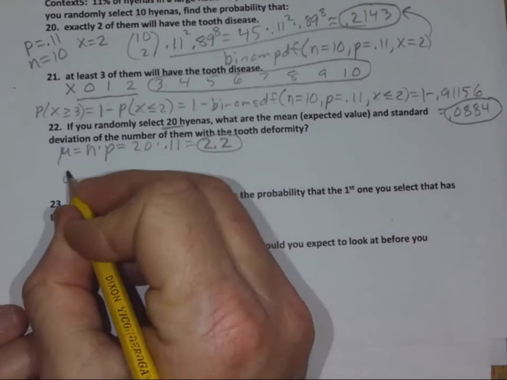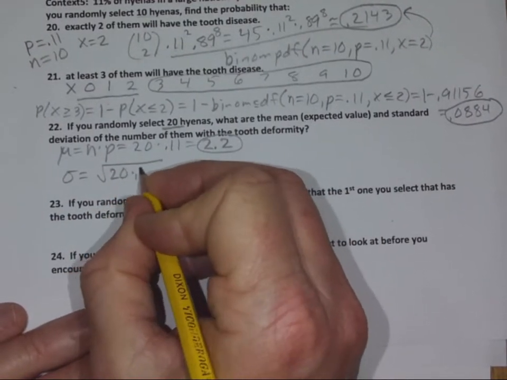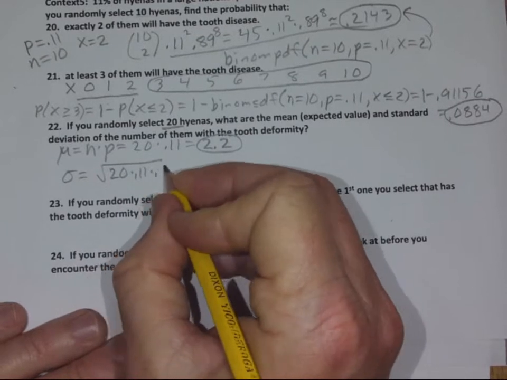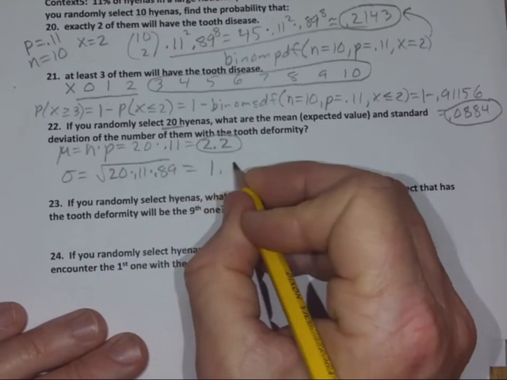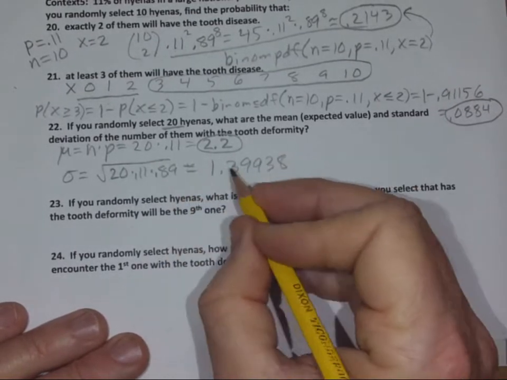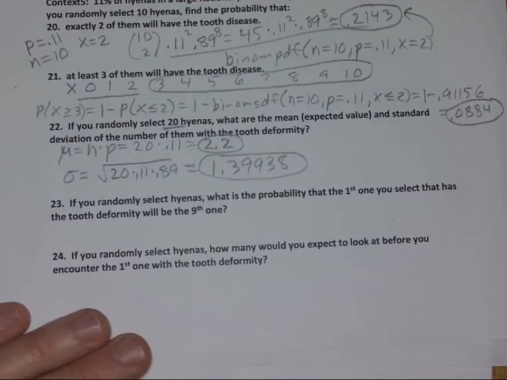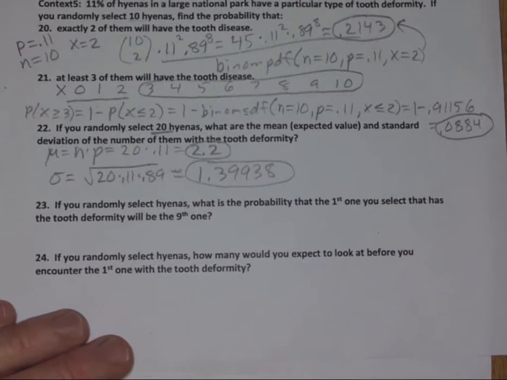And then our standard deviation off of that formula sheet is the square root of n times p times 1 minus p, so it's 20 times 0.11 times 0.89. When you do that, you get about 1.39938. That is the average amount that it would vary from the middle in repeated samplings. And so those are the binomial problems. And so then we have a geometric.